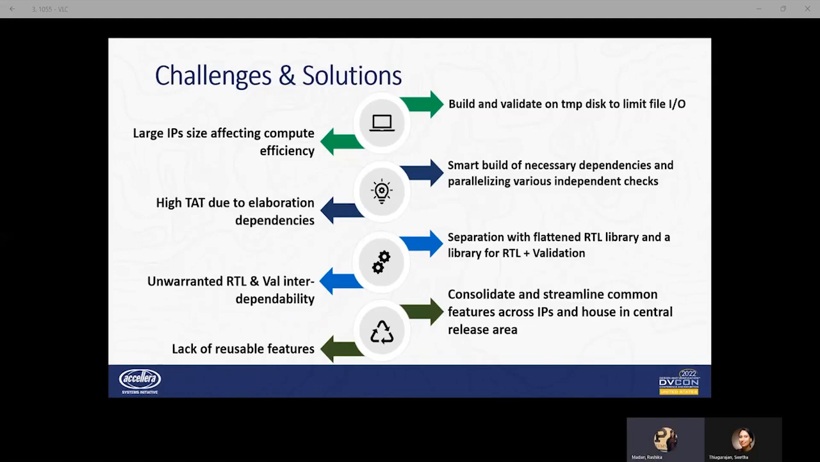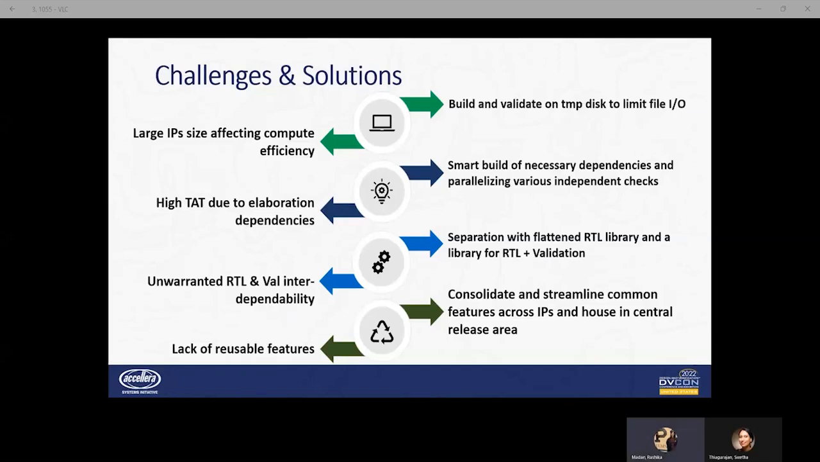During the early execution phase, SOCs are focused on the RTL bring-up. Having validation collateral dependencies hinders the model bring-up. The lack of RTL and val separation also hindered our ability to implement the full spectrum of QA checks in the initial phases. Necessary changes were made at IP top level to separate RTL and val libraries.